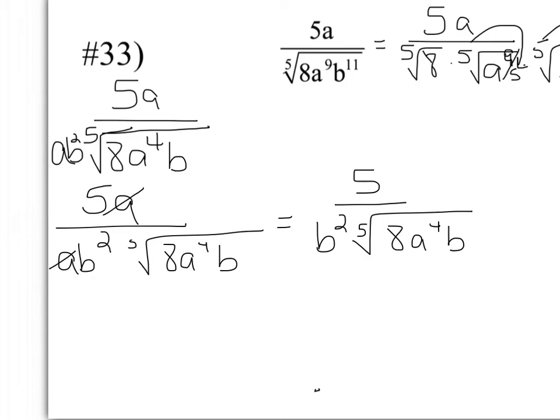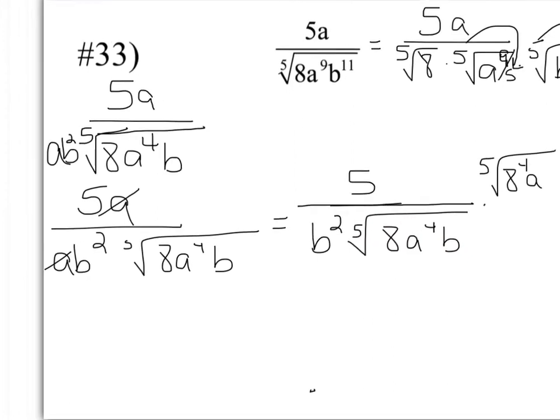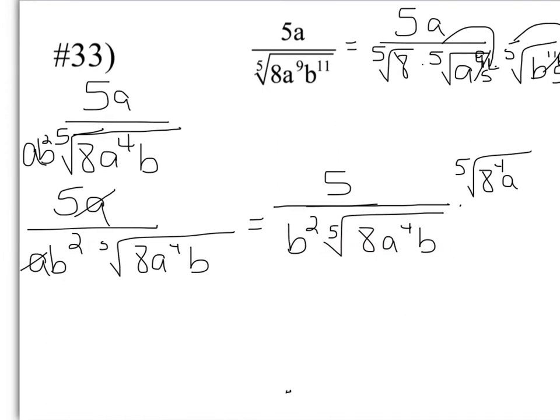Now remember, in order to get this 5th root to go away, I need 5 8s, 5 a's, and 5 b's. So when I multiply, I'm going to multiply by the 5th root of something. I need 4 more 8s, so 8 to the 4th. I need 1 more a, and I need 4 more b's. And remember, whatever you do to the numerator, you must also do to the denominator. So a to the 4th, a, b to the 4th.